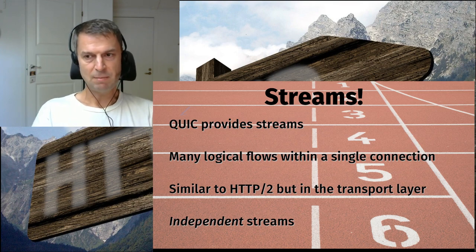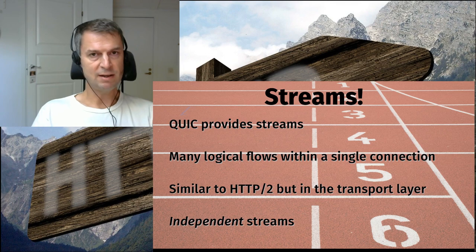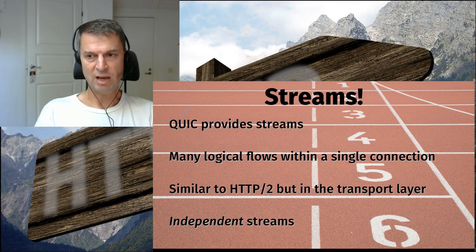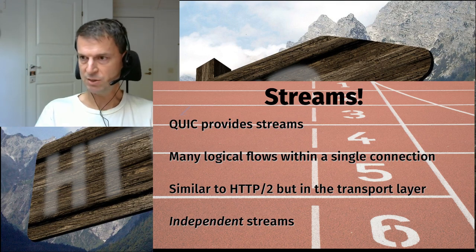So that means that the streams are independent, and they might actually arrive in another order, but within the streams they are of course reliable and in order and everything. So each stream can be seen pretty much like a separate TCP connection, but they are all done over a single QUIC connection.